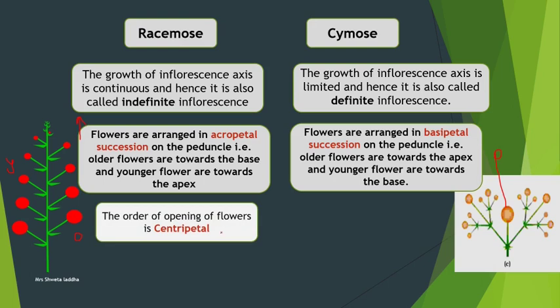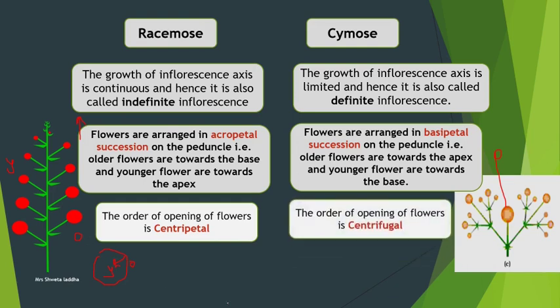The order of opening of the flowers: if we compress this racemose inflorescence, what do we see? We see that the younger flowers are in the center and the older flowers are at the periphery. So the pattern of blooming is from the periphery towards the center. This is called centripetal blooming.